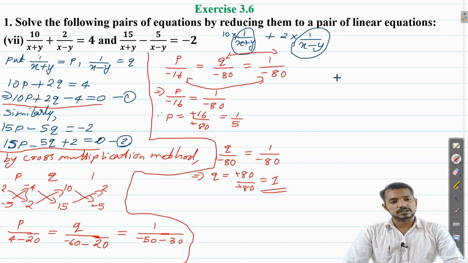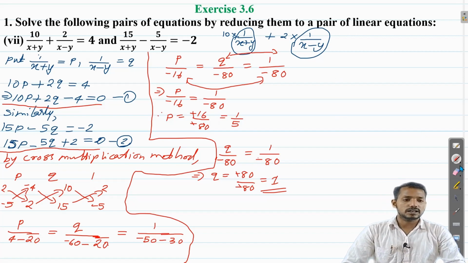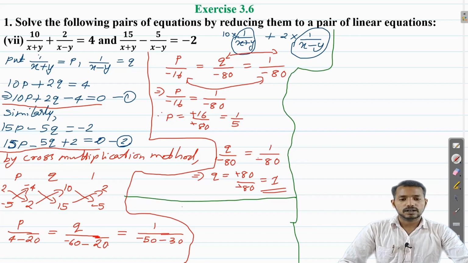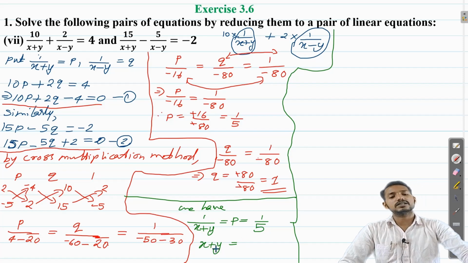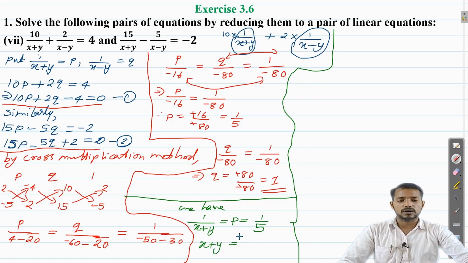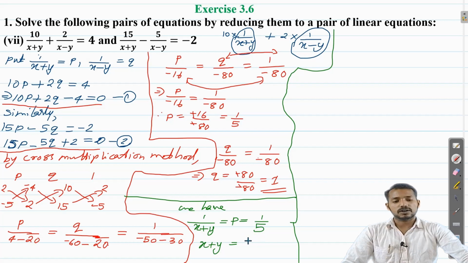Now we need to proceed with step 3. Here step 3 is not same as the previous options. We have 1 by x plus y is equal to P, what is the value of P? That is 1 by 5. Taking the reciprocal on both sides, we get x plus y is equal to 5. Reciprocal of 1 by x plus y is x plus y, and reciprocal of 1 by 5 is 5.